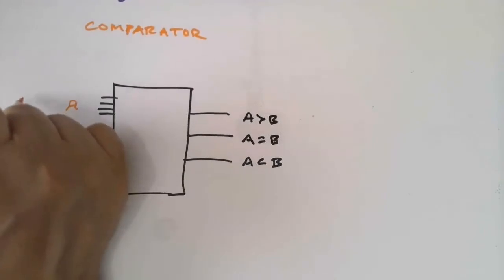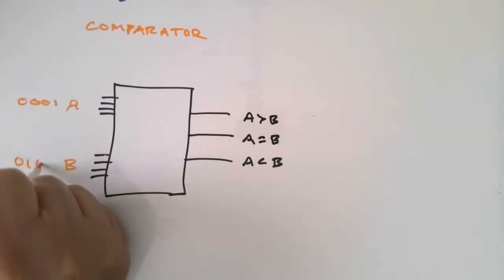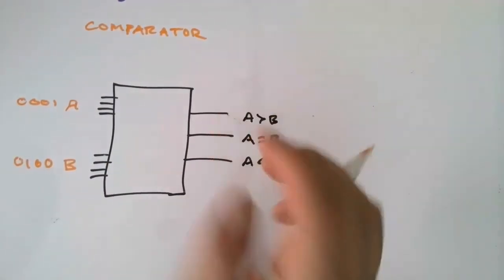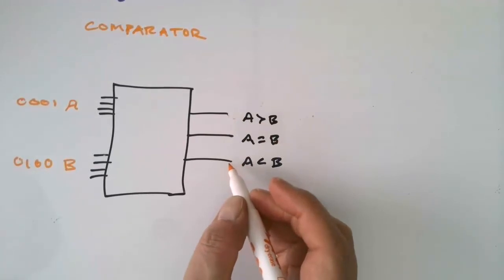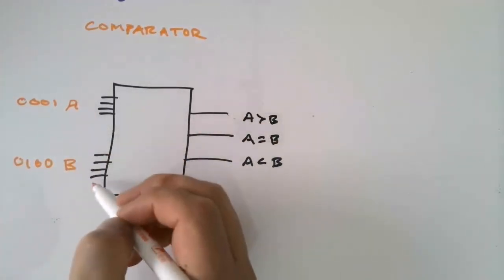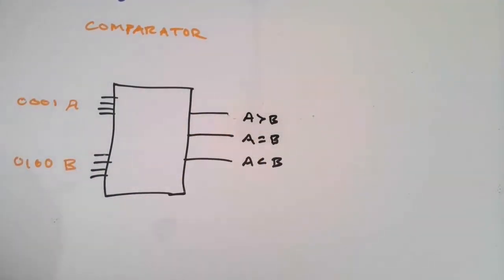So, as a simple example, if A was 1 and B was 4, then this output, whoops, sorry, wrong way, A is less than B would come on, because A is 1 and B is 4. If they're equal, then you have a single output that would come on. We'll get to play with one of these in a couple of weeks.